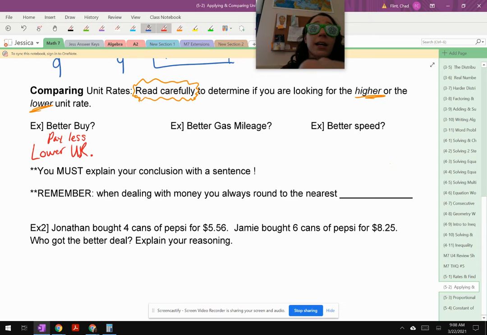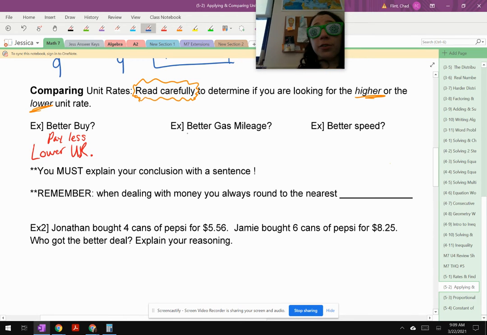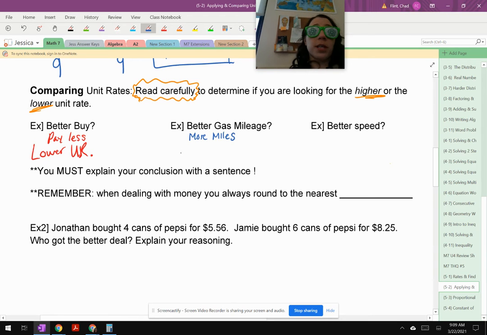What about better gas mileage? If you're talking about how many miles you can go with 1 gallon, you want to be able to go more miles, right? For each gallon of gas, you want to be going more. So in this situation, a higher unit rate would be better.